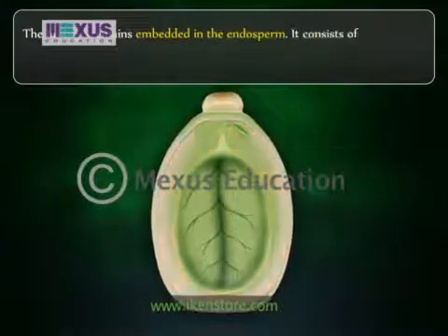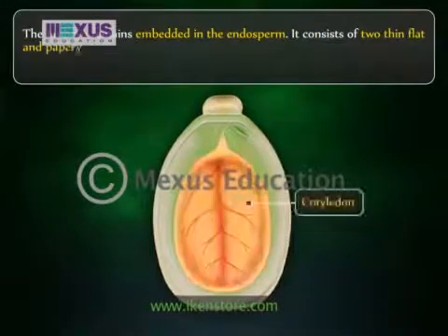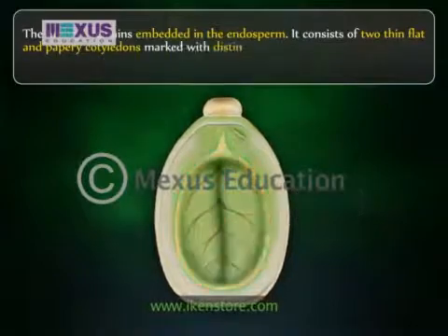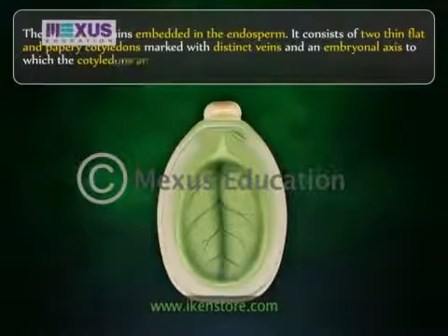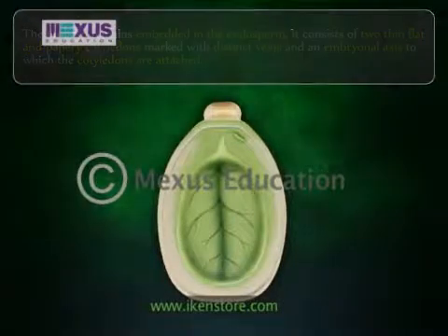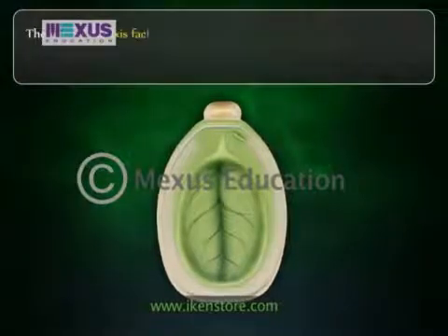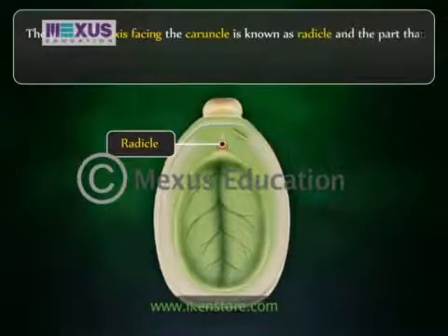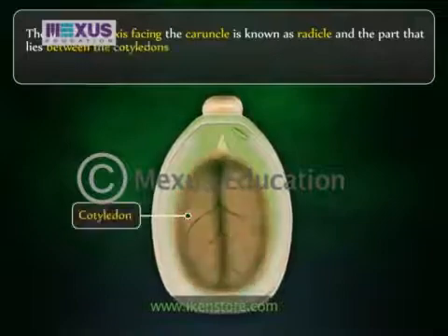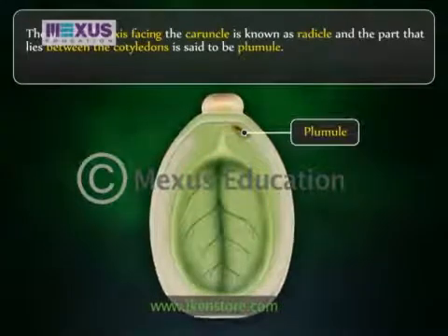It consists of two thin, flat and papery cotyledons marked with distinct veins and an embryonal axis to which the cotyledons are attached. The part of the axis facing the caruncle is known as the radicle, and the part that lies between the cotyledons is said to be the plumule.